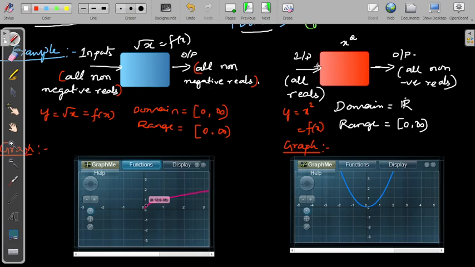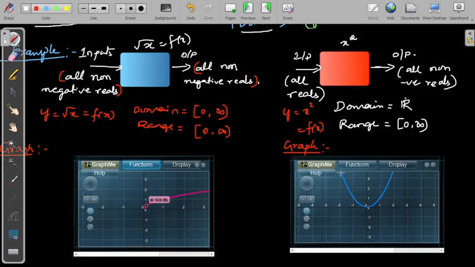So the domain of this function is the set of all real numbers, and the range of this function, in the sense of all possible outputs: whatever input you give, it will produce only a positive output. If you give -1, -1 whole square makes it positive 1. -2 whole square becomes a positive 4. -3 whole square becomes positive 9. So it produces only non-negative outputs, all non-negative reals including 0. That's why we call it all non-negative reals. Outputs form the range of that function and inputs form the domain of the function.